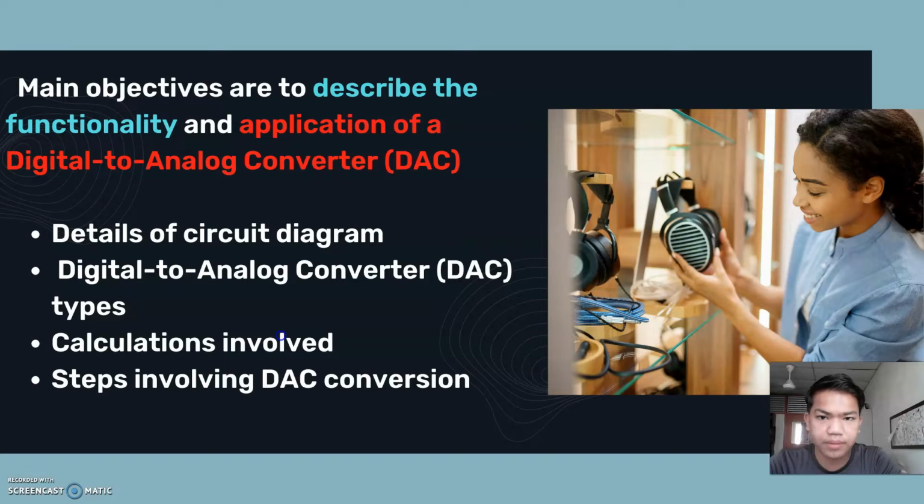So let's get started. First, we will go to the abstract. The main objectives are to describe the functionality and application of a DAC, digital to analog converter. In this case study there will be four main things included: the first one is details of the circuit diagram, second is DAC types, number three is the calculations involved, and the last one is steps involving DAC conversion.